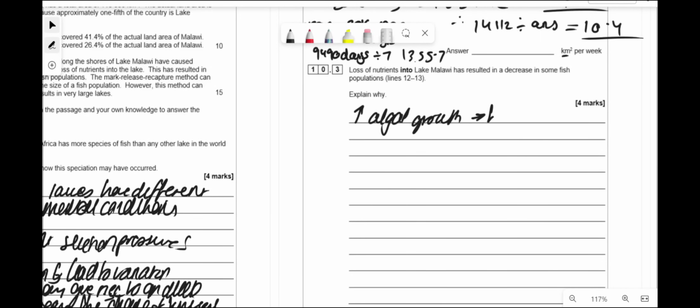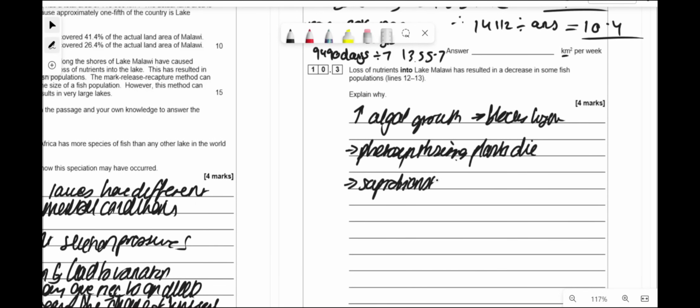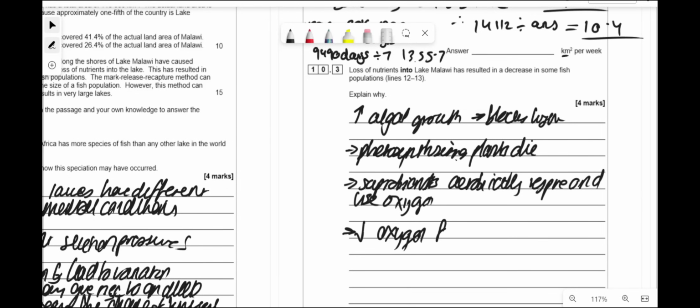So increased algal growth blocks light. Photosynthesizing plants die. Saprobionts aerobically respire. You need to clarify that it's aerobic respiration, or else you're not including the fact that they're using up the oxygen. And therefore there's less oxygen for fish to respire. Therefore, they die.